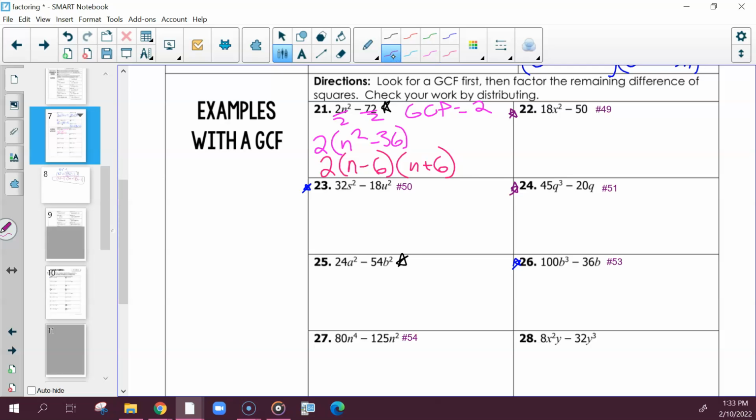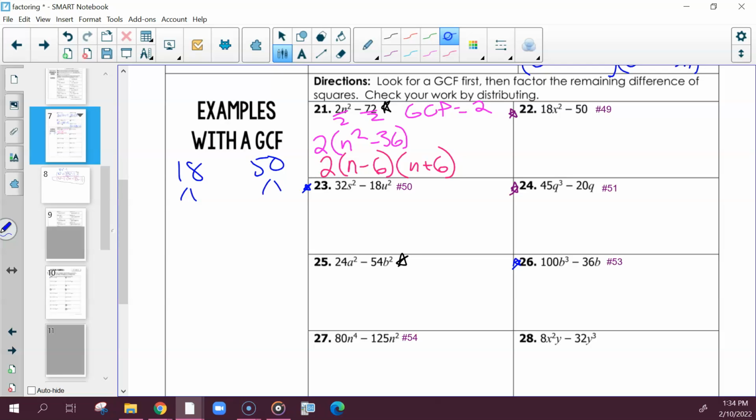22. Can we start doing difference of squares right away? No. So we would need to find the GCF. Anyone know what that is off the top of their head? Does anyone know what it is for these two numbers, 18 and 50? If you're not sure, you could always go back to your factor tree. So off to the side, I'm going to do that really quickly.